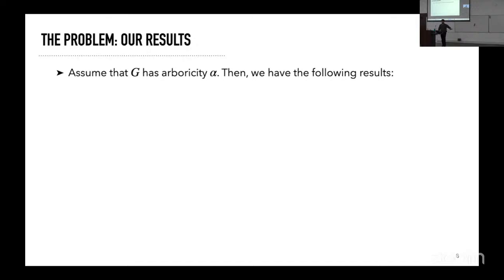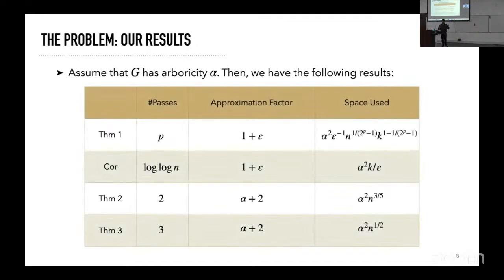We'll mention our results in one slide, and we'll go a little more into depth after that. So we're dealing with alpha arboricity graphs G. We have the following results. Let me try to go through these slowly one by one. If we start with a p-pass algorithm, where p is any parameter, which gives you a 1 plus epsilon approximation factor, we deal with multi-pass algorithms, so we're allowed to go through the stream multiple times.